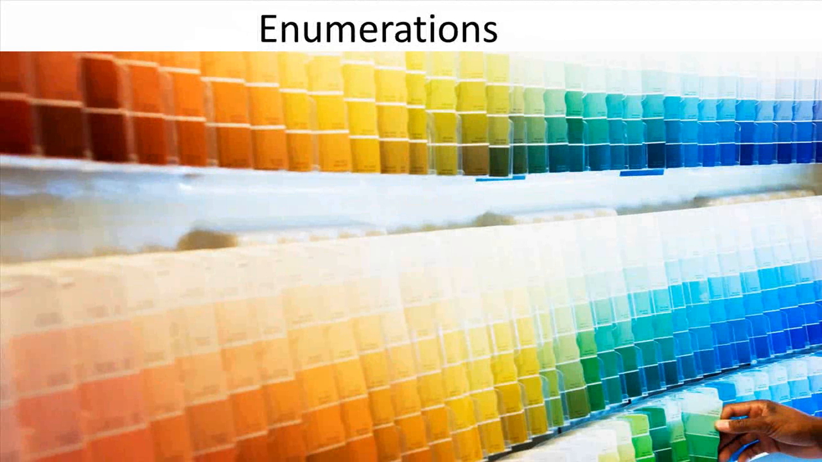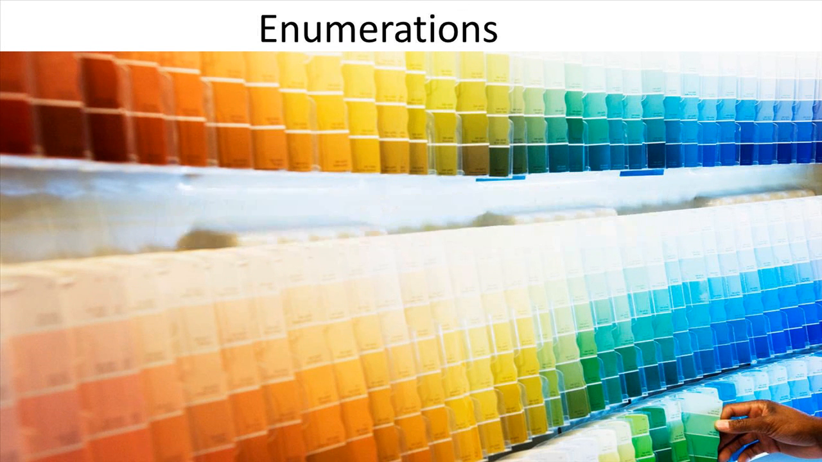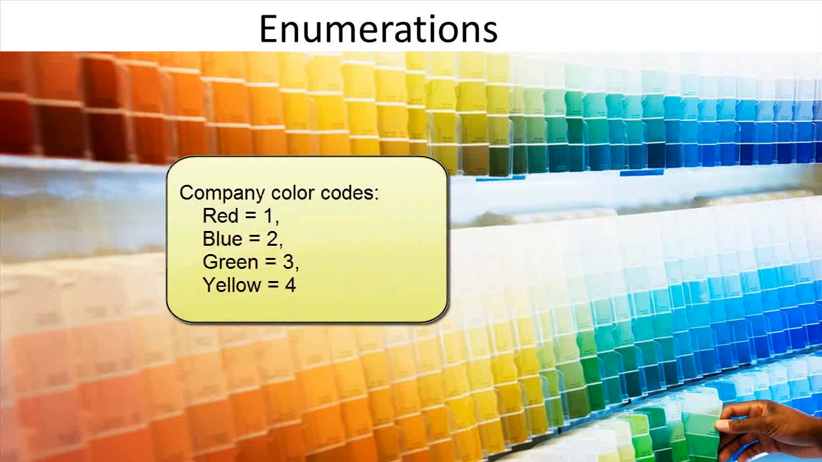Pretend you're writing software for a paint company where each paint color has a numeric code. If we want, we can store color codes as integer data types. But you know, an integer can store values from negative 2.1 billion to positive 2.1 billion. It's a new company that only supports 4 colors. 1 is red, 2 is blue, 3 is green, and 4 is yellow.